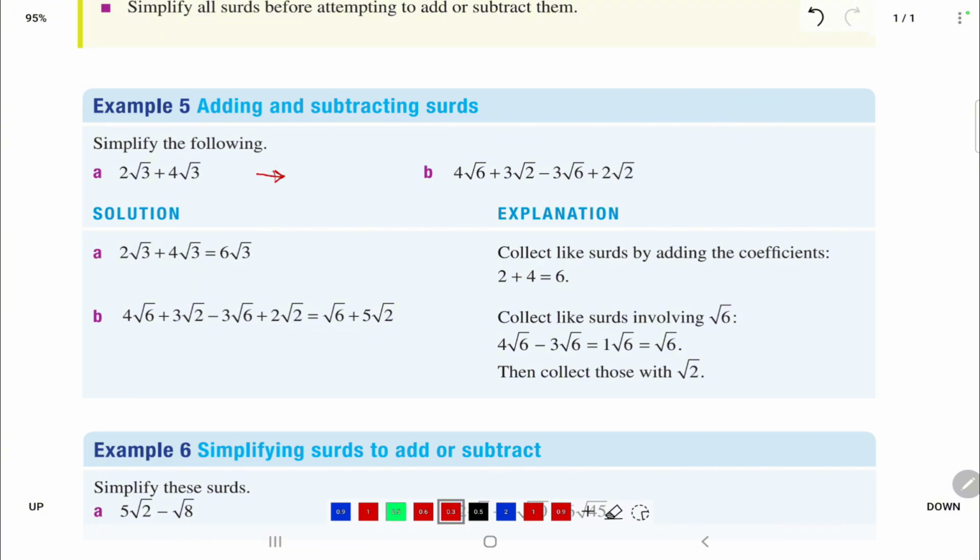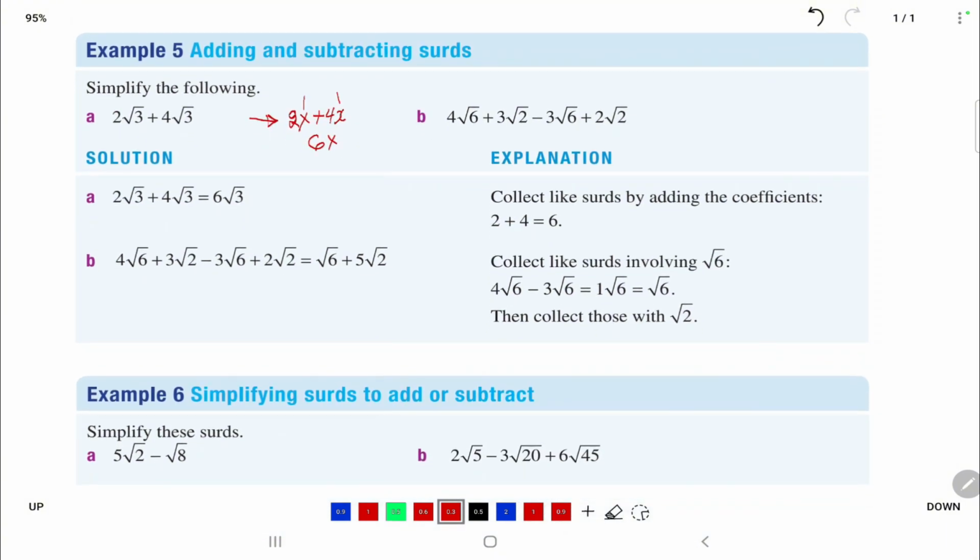It is exactly like when we say 2x plus 4x. You remember this one from algebra. So you see, x and x are similar, so we can just add 2 to 4, so it will be 6 multiplied by x. And this is exactly what we are doing with surds.